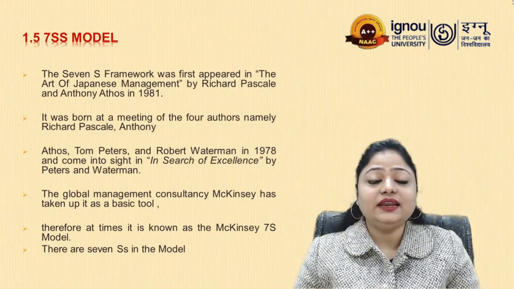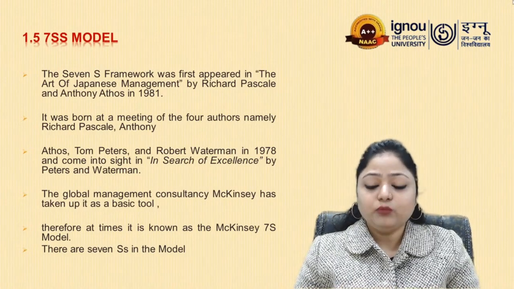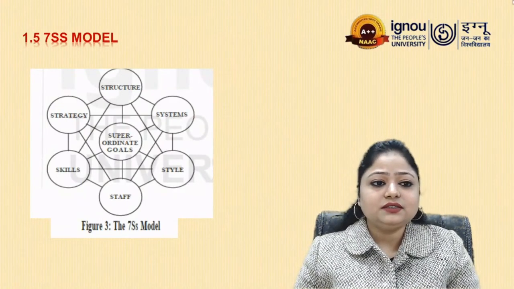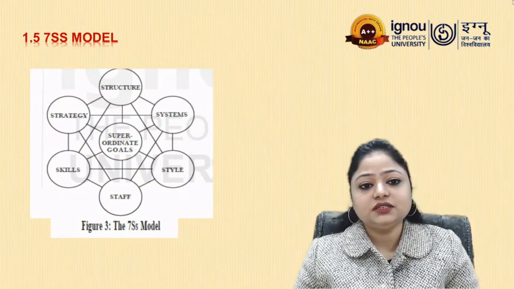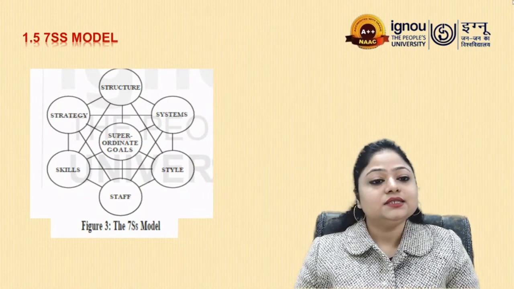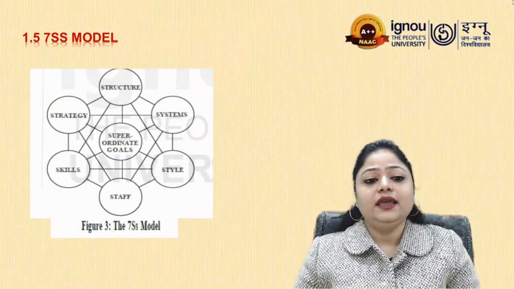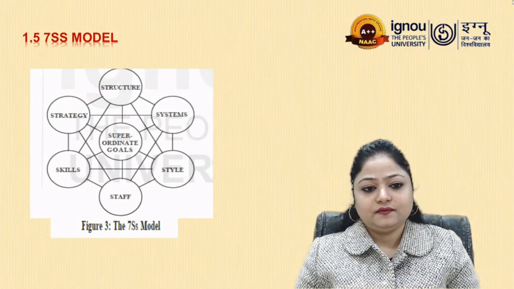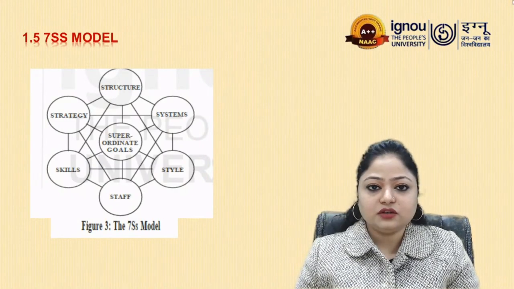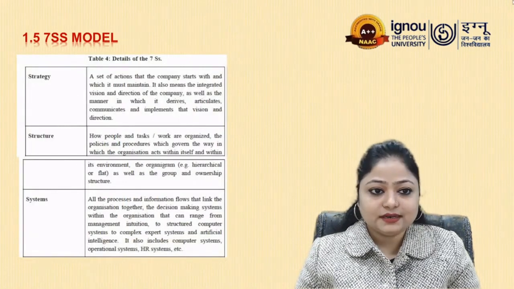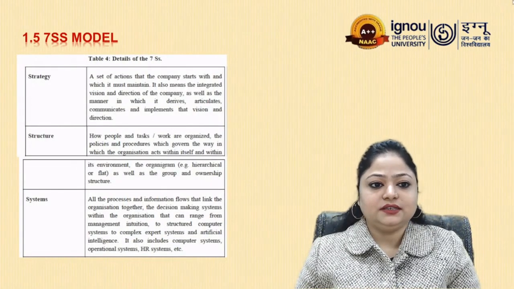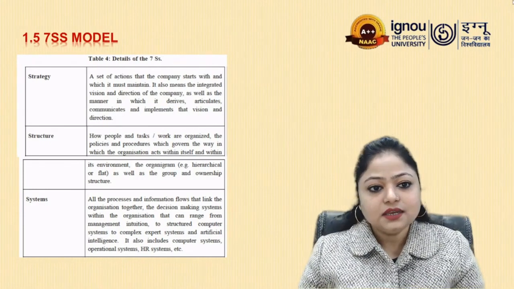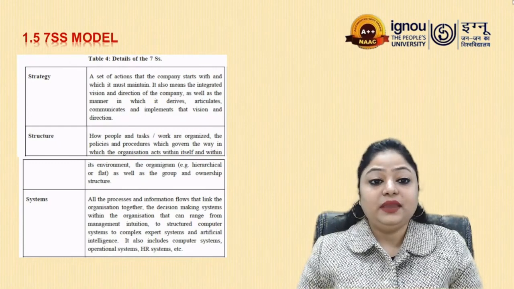So there are 7 S's in the model. Now, what are these 7 S's? The 7 S's stand for structure, then system, then style, staff, skill, strategy, and superordinate goals. So these are the different 7 S's involved in the 7S model of an organization. But to understand it, the first one is strategy. What is strategy? A set of actions that the company starts with and which it must maintain.